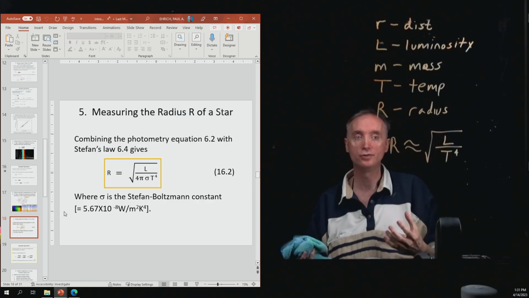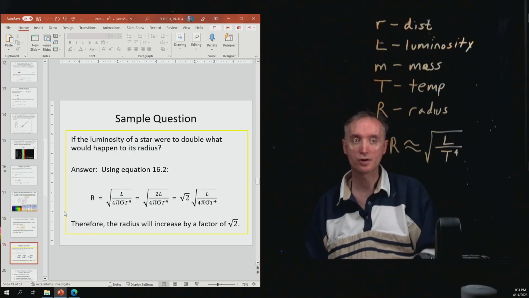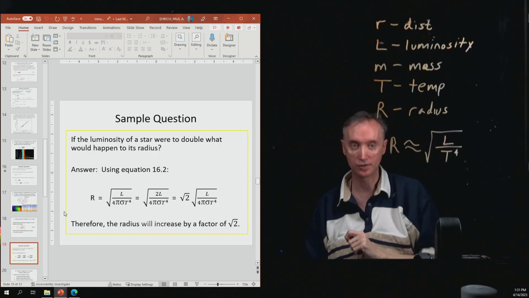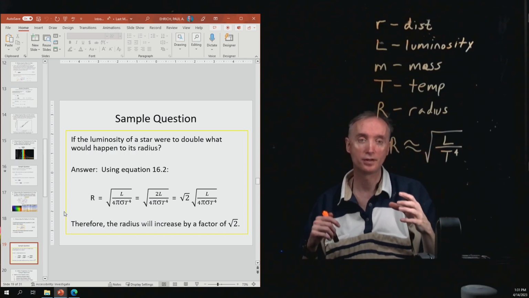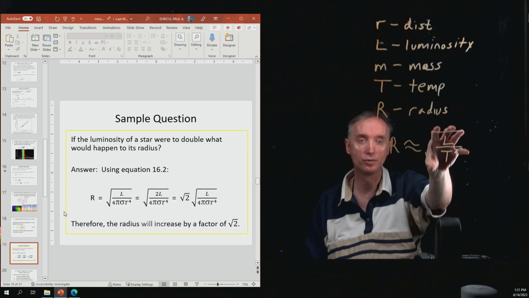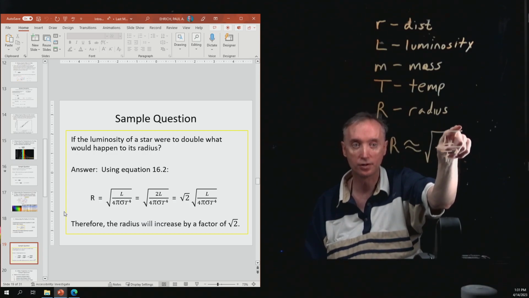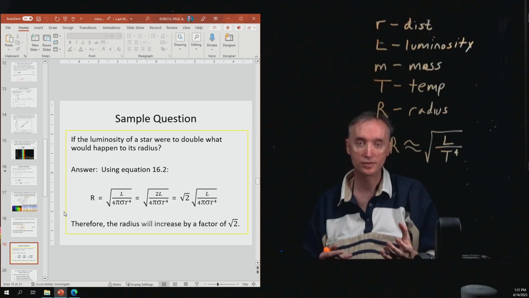So I could tell you, for example, that the brightness of a star doubles, what happens to its radius? So instead of L, it's going to be 2L because it's going to double. And then you might be tempted to say that the radius is going to double, because so far we've been saying that if you double this side, you got to double this side over here, but it's a square root thing. So it's going to be the square root of 2. So the radius is going to increase by the square root of 2.